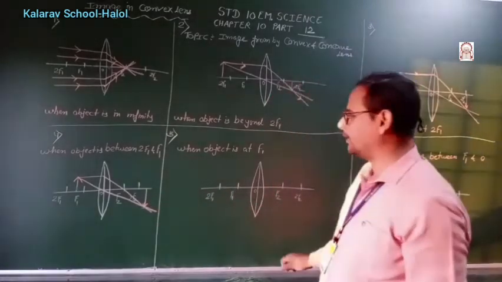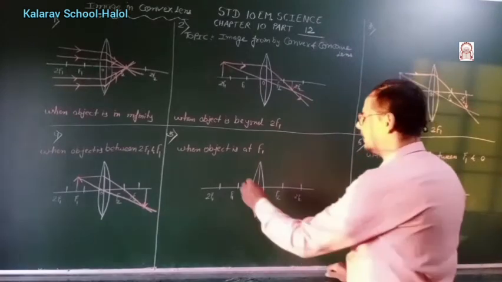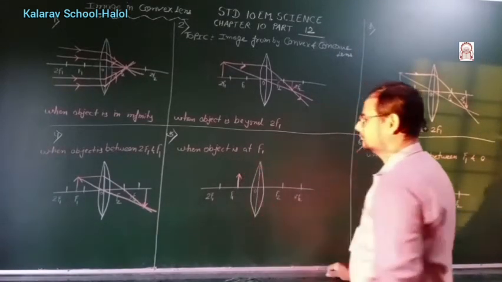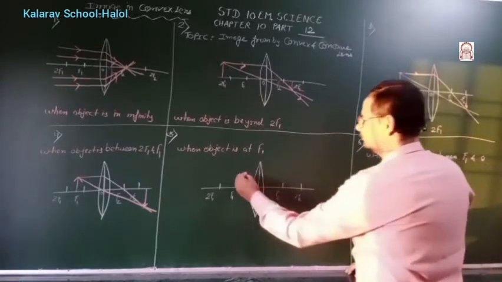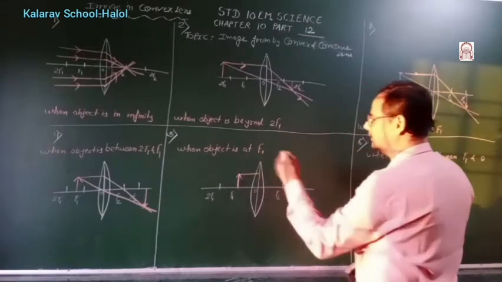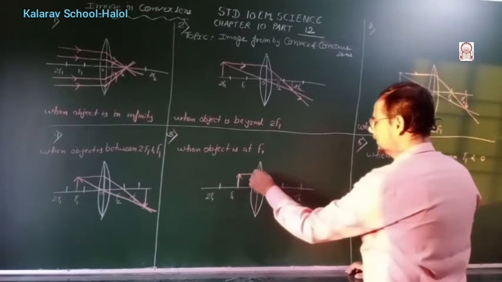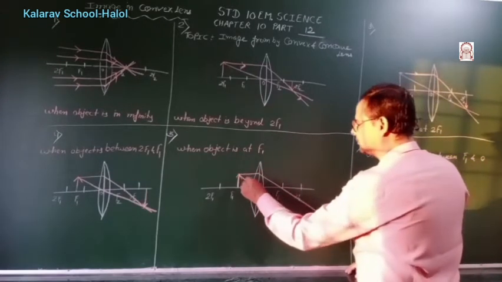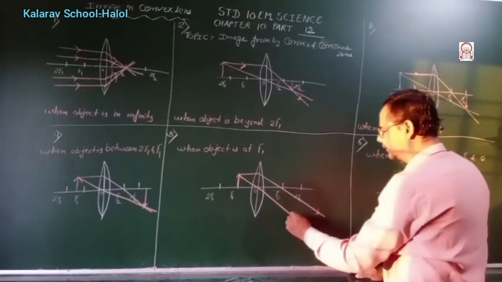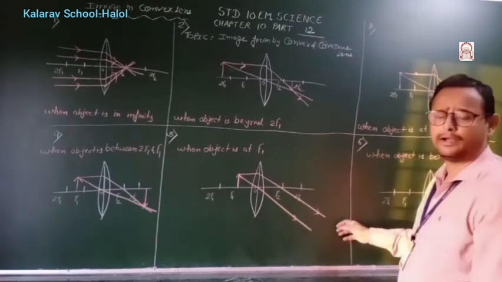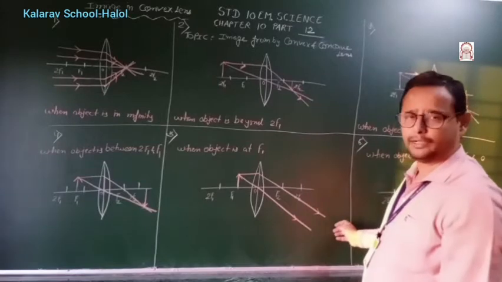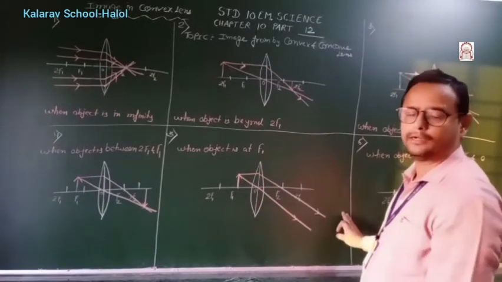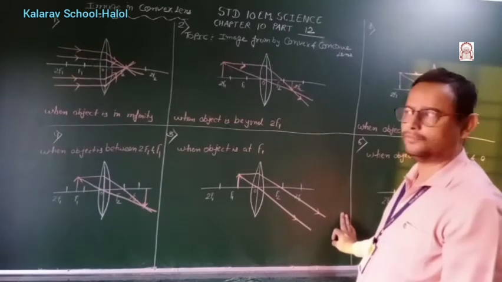Next, when the object is exactly at f1 here, then the ray goes parallel to the principal axis and then passes through the focus, and the next one goes through the optical center. A very far and too big image you will get, bigger than the object, again real and inverted.